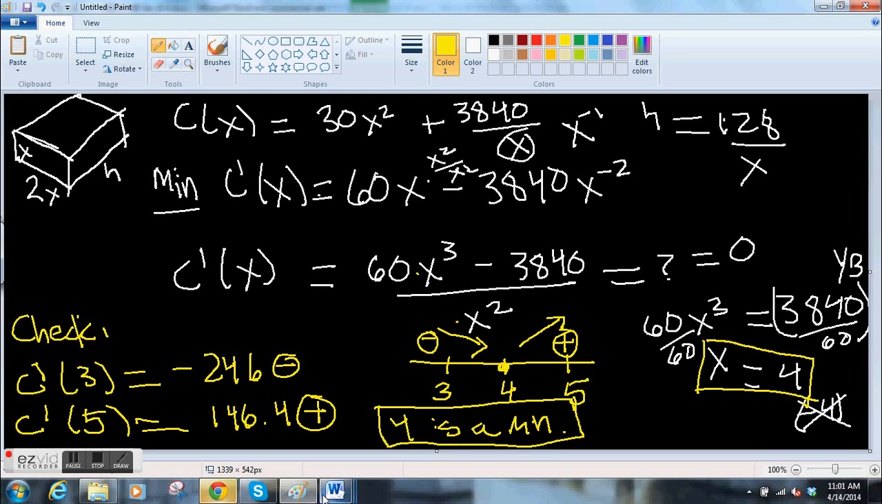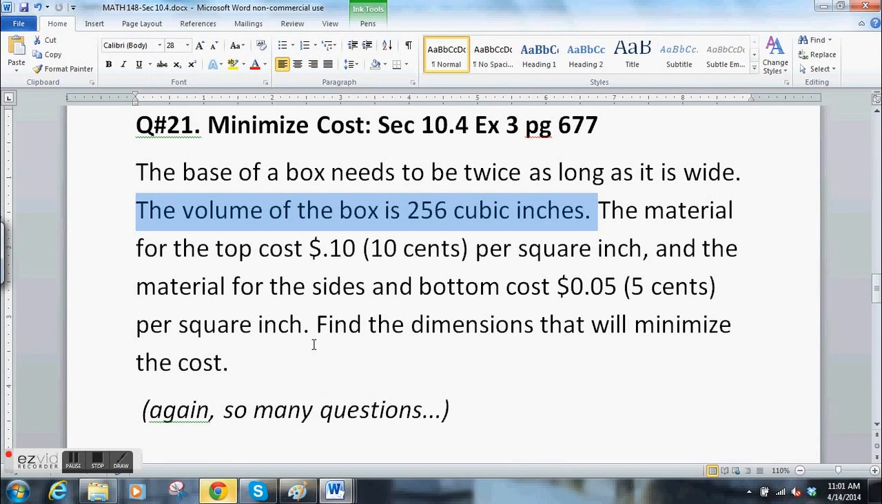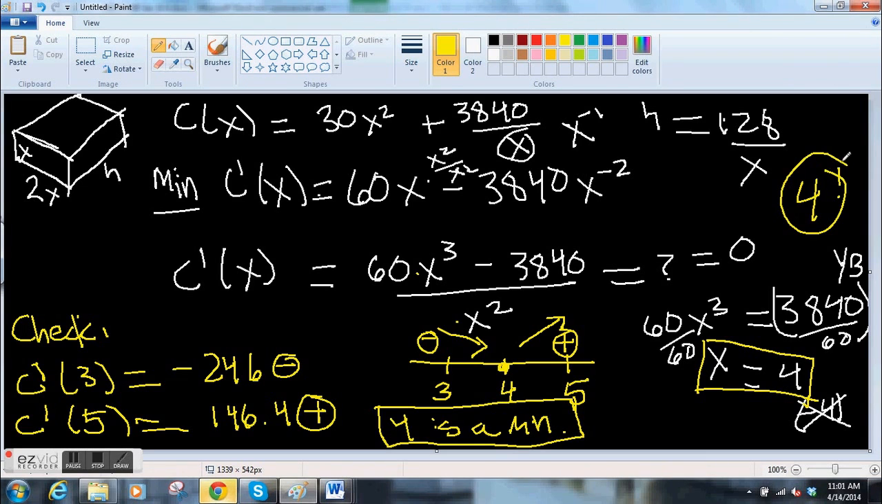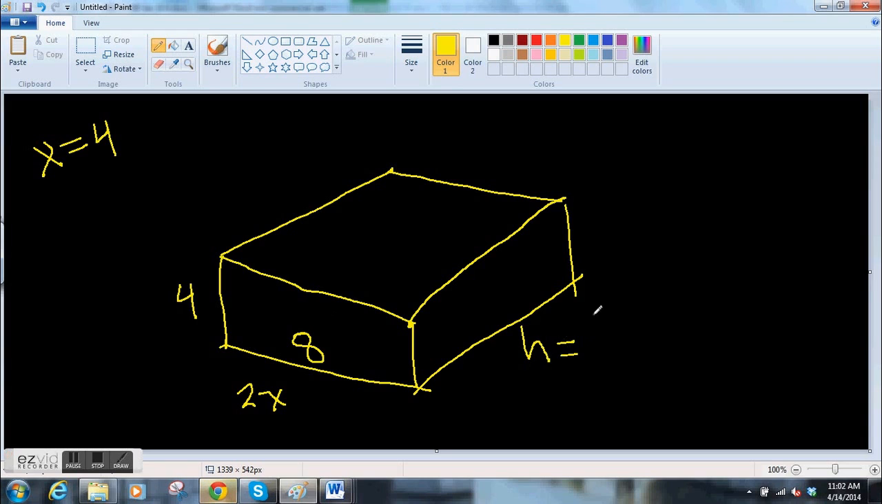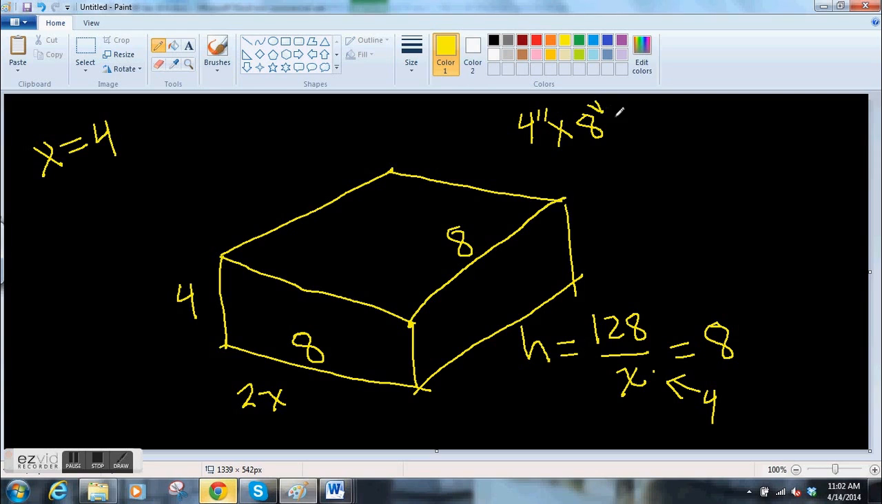So are we done yet? Not quite, because if you look at the problem, it says find the dimensions that will minimize the cost. If you just write 4, that's not the right answer, because 4 by itself is not the dimensions of a box. So hold on, I'm going to draw one more picture. We decided that x equals 4 minimizes the cost. So this side is x, 4, and this side is 2x, so we know this side is 8. The height was equal to 128 divided by x, which now is 128 divided by 4. If you plug in x equals 4 in there, you get 8. So the dimensions of our box are 4 inches by 8 inches by 8 inches. If you drew a picture like this, that would be awesome, or you can write your answer like this. Either one of these things is fine.